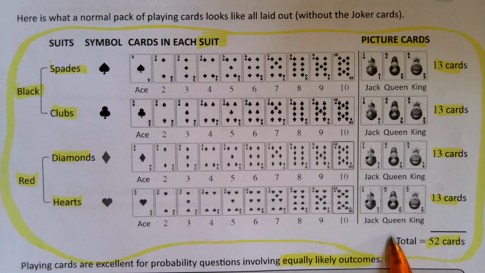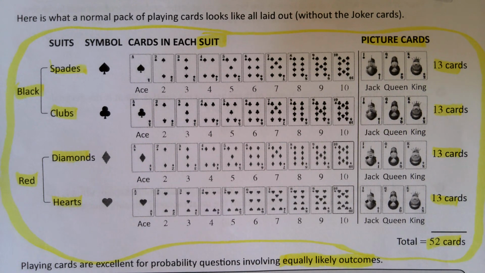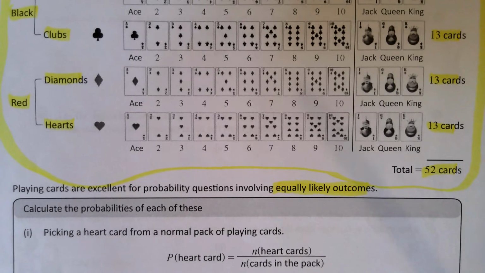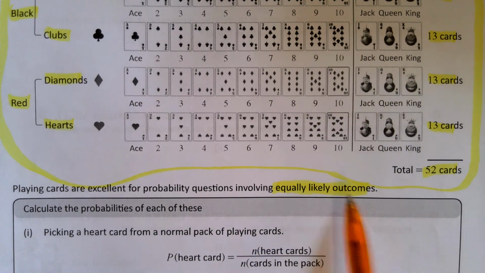So that means in total we have 52 cards. And no, we don't count the joker. The joker is rarely used in games, and we ignore the joker when we're doing probability. We use the standard pack with no joker. So don't worry about the joker. Now, they're all equally likely outcomes is what we're looking for.